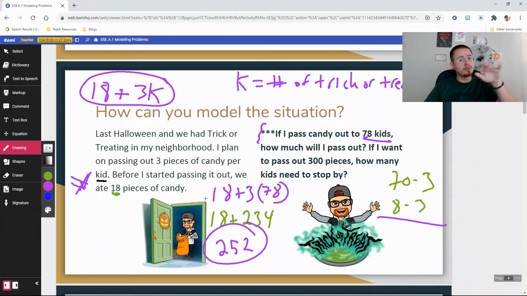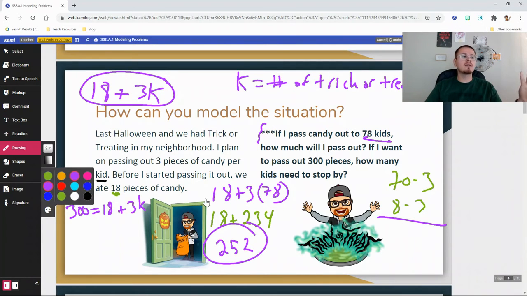And again, this is a little bit beyond what I wanted to do, but I want to always drop knowledge when I can. So we get 300 equals 18 plus 3K. This is my expression for the number of candies I'm giving out, and the 300 is how much I want to give out in total. So now I'm going to solve this equation. This is my first time solving equations this year on camera, I think.